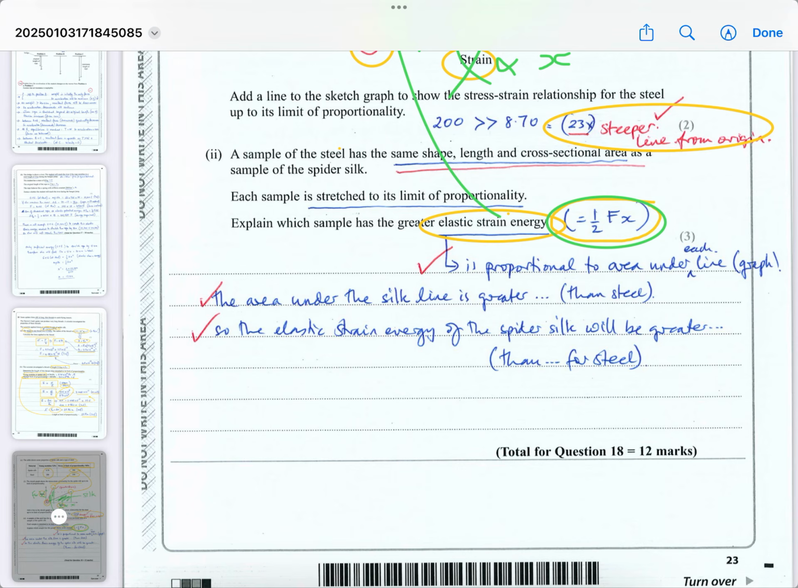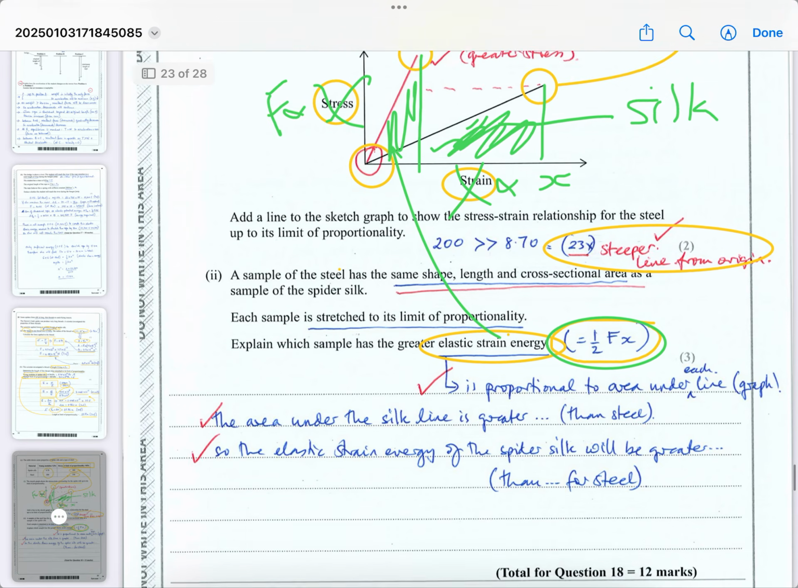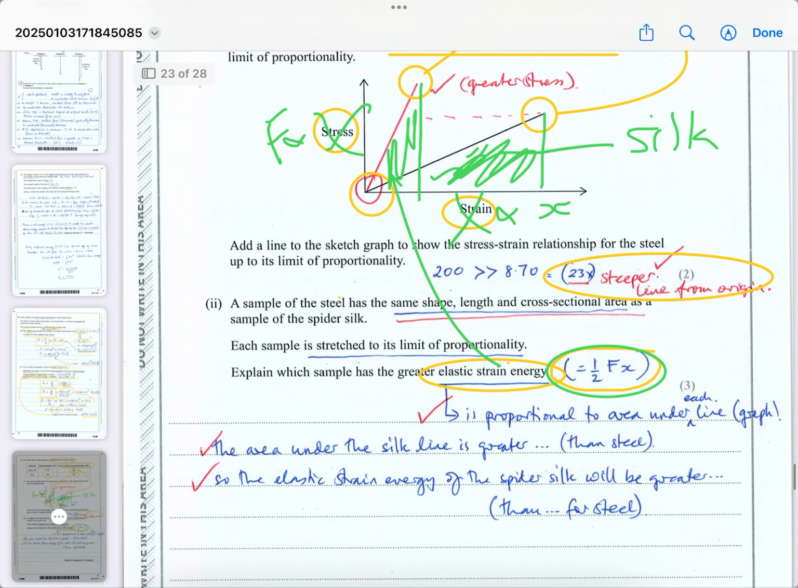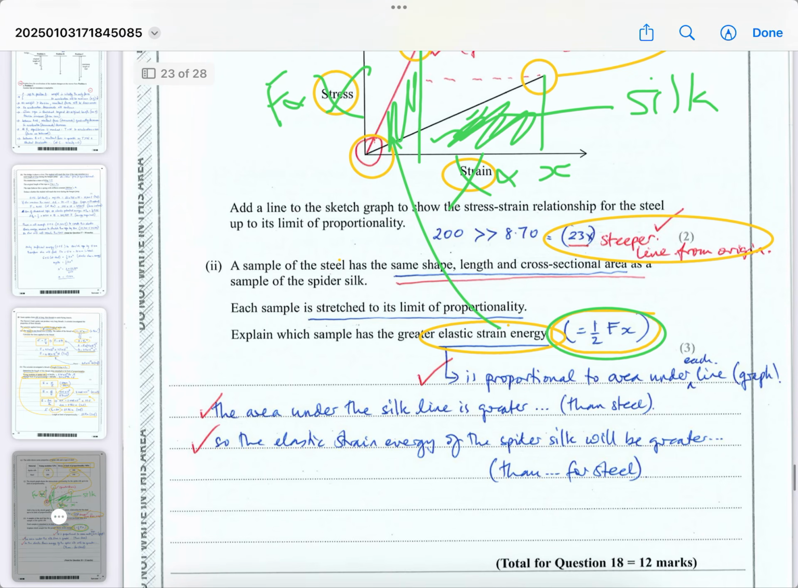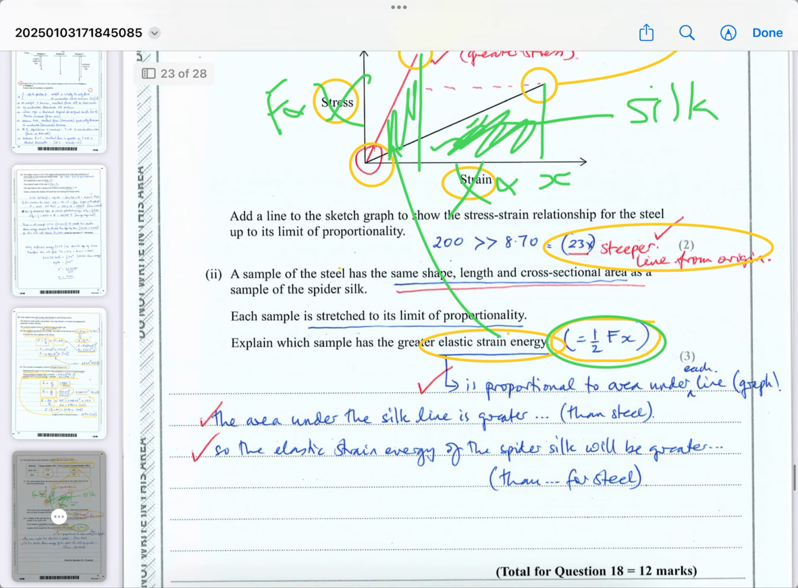So you've got to say that the elastic strain energy is proportional to the area under each line of the graph, which it is. And the area under the silk line is actually greater than the steel line. So the silk has the greater elastic strain energy, and that's because it can basically extend much longer, so it can take more strain. Make sense? And that's the 12 marks for this question on Young's modulus.